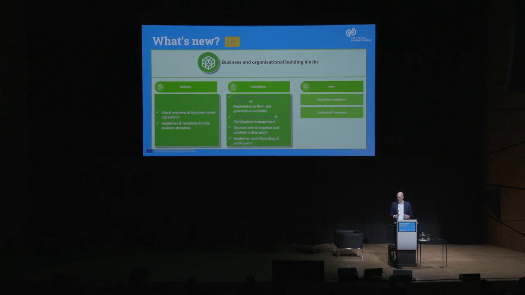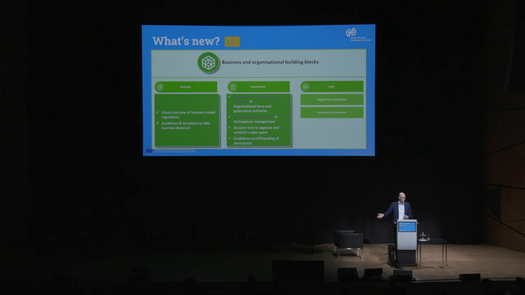On the governance side, I think when we started today, we saw the conceptual model of the data space. So some of the terminology has changed there. We're talking about the data space governance authority now and participation management. So how do you manage the participants of your data space? And here too, we have introduced a decision tree for the organization and the establishment of a data space. And finally, we also include guidelines for the onboarding and offboarding of participants of a data space.